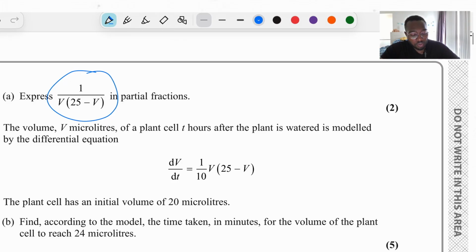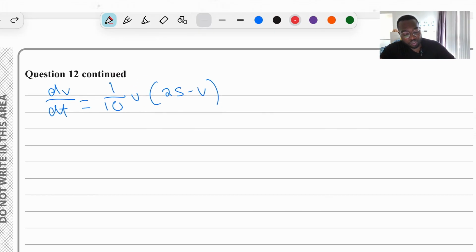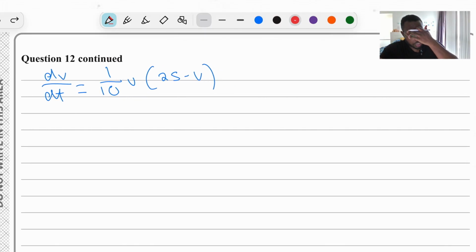So really, what we want to do is get some type of expression where 1 over v(25 minus v) is on that same side as the dv. To do that, we can clearly see that if we divide by the v times the 25 minus v, we bring it to the other side, it's going to be 1 over that, which is what we want. So we bring that v(25 minus v) all to the left, and then we bring that dt to the right.